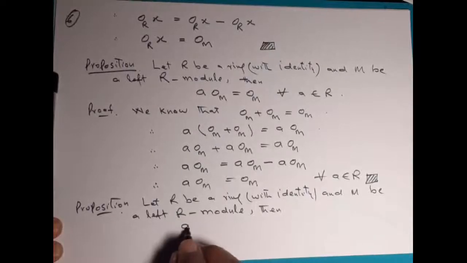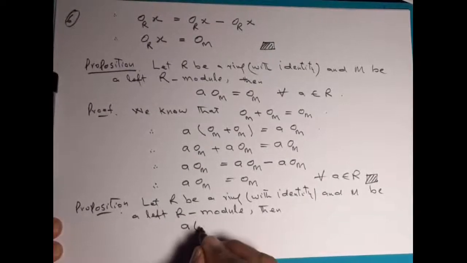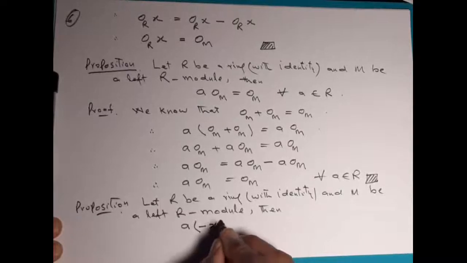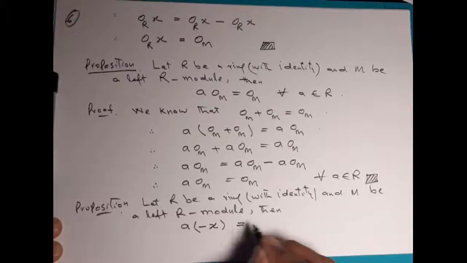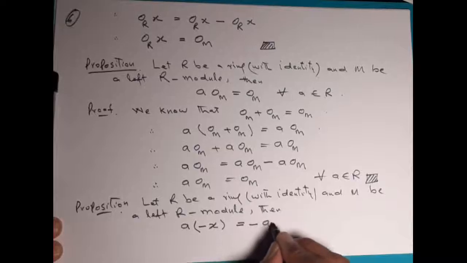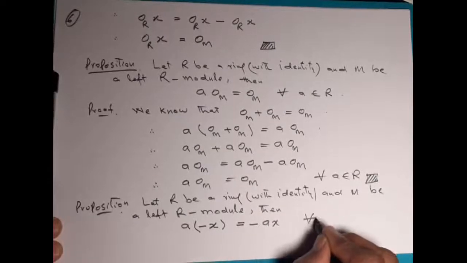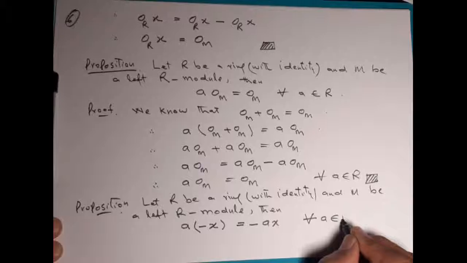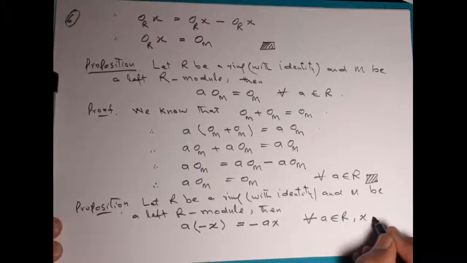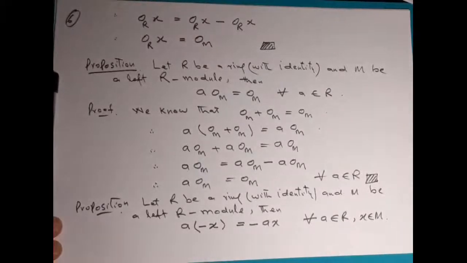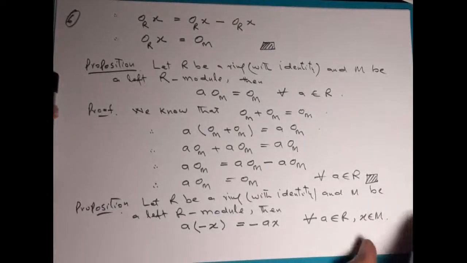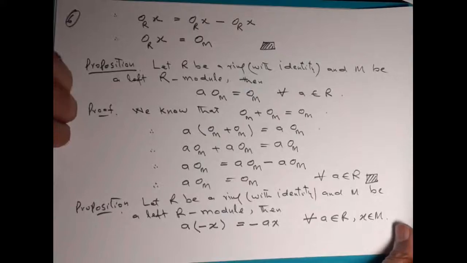Element A of the ring multiplied with minus x is equal to minus ax. This is for all A belonging to R and x belonging to M. A multiplied with minus x is equal to minus ax. So let's have the proof.